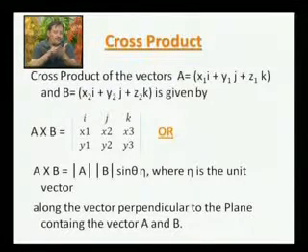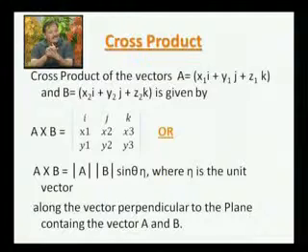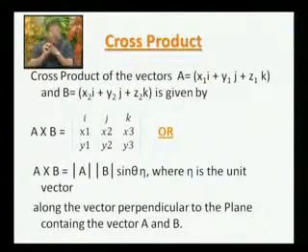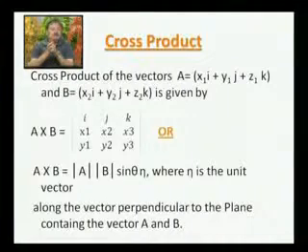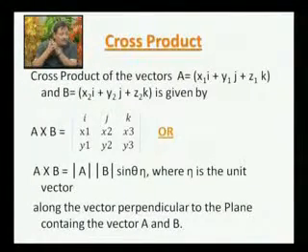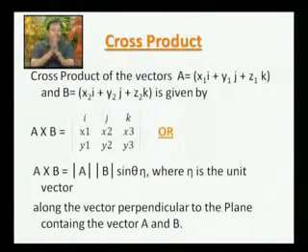Or you can say that the resultant vector is the perpendicular vector to the plane of the vectors A and B. Again, I am repeating, the cross product is a vector which is perpendicular to both the vectors A and B, or to the plane containing the vectors A and B. This is the physical interpretation of the cross product.